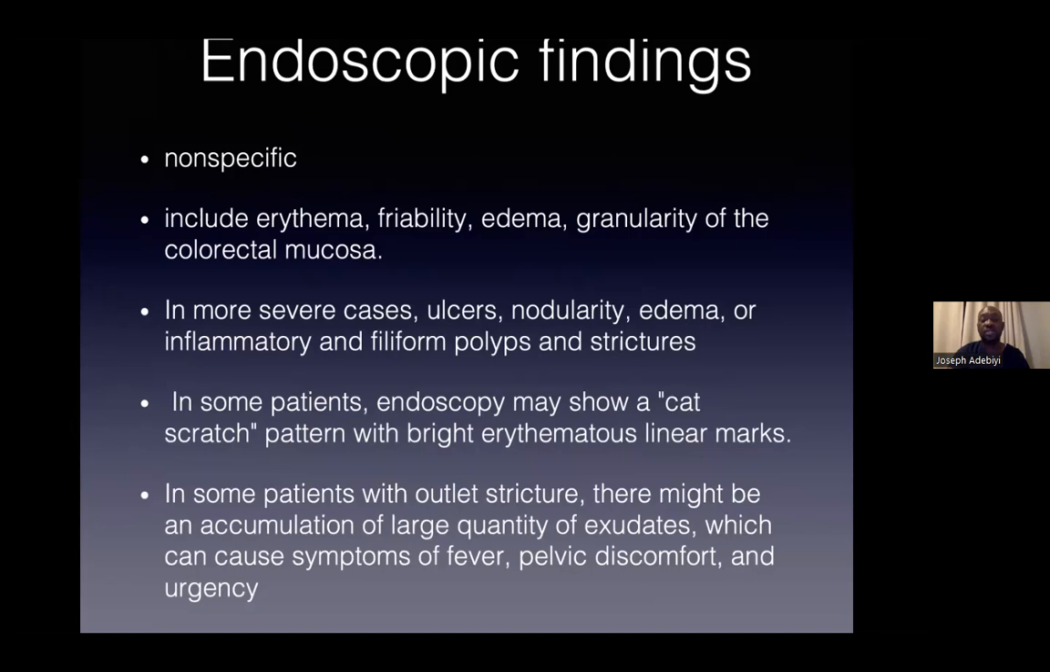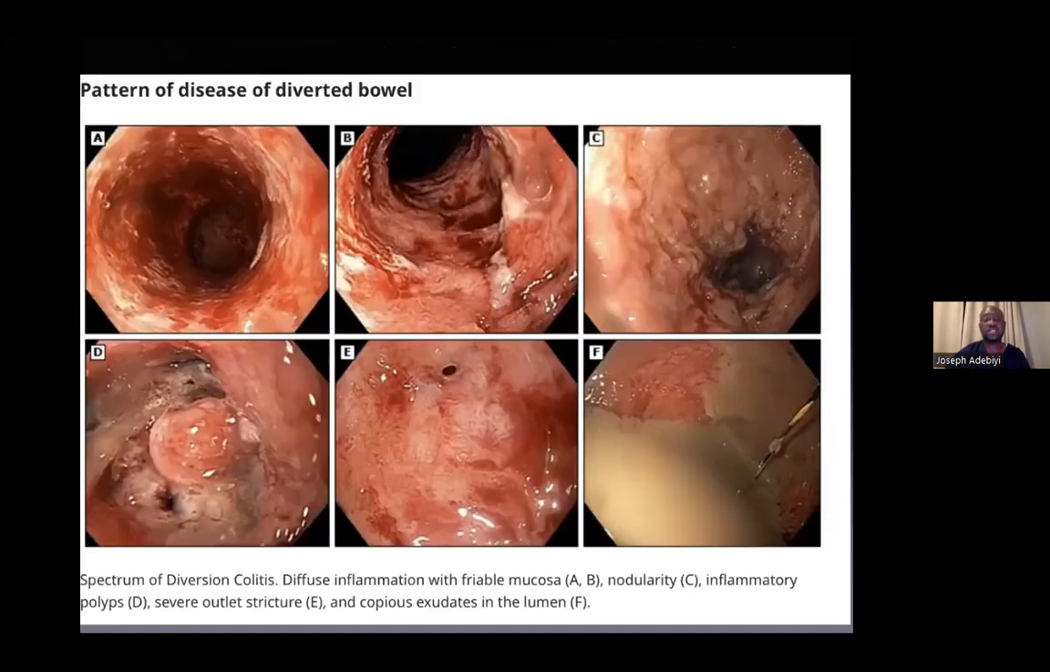When you go and scope the patient, the endoscopic findings are usually non-specific. But when you find them, you find erythema, friability, edema, and granularity. You may find ulcers, and you also find a lot of mucosal mucus involvement in the diverted colon. This is typically what you find in the diverted colon, ranging from diffuse inflammation, friability, and nodularity, with some outlet stricture and copious exudates in the lumen.